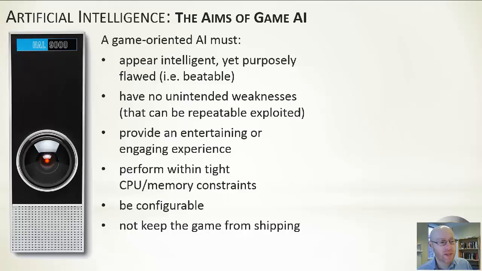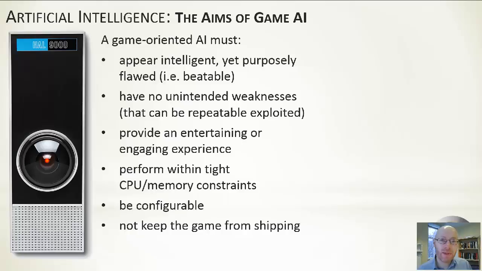AI in games has no unintended weaknesses, things that can be repeatedly exploited. If we have an AI that has a weakness which the player can use time and time again, that will lessen the overall impact of the AI in the game. It'll appear to be dumb and silly. So we don't want AIs that can be repeatedly beaten by using simple strategies or techniques.